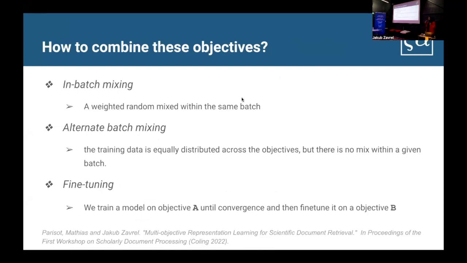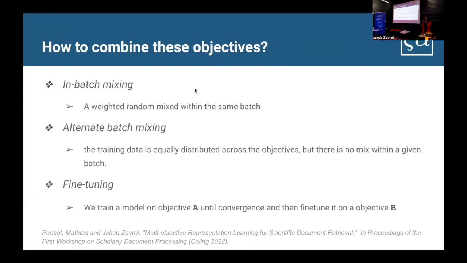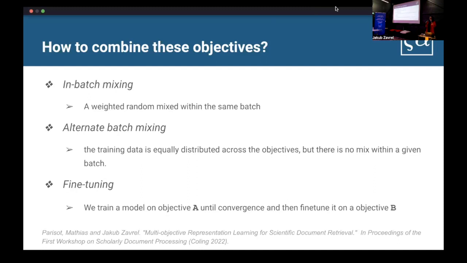So we opted for 3 different ways of combining these. One was in-batch mixing, where in each batch during training, we can have documents, positives and negatives from any of these data sets, and it's a weighted random sampling. The other is the alternate batch mixing, where the training data is equally selected from each of these 3 data sets, and in each batch there is no mixing between data sets, so you can imagine that the negatives in the batch are more relevant for the positives. And then there's fine-tuning, where we train on one of these and then fine-tune on another one.